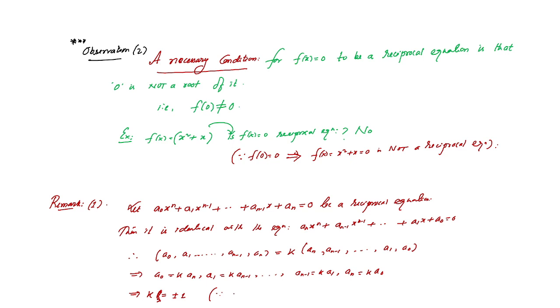Why k equals plus minus 1? Just observe here: a0 equals k a_n and a_n equals k a0. So from that we can write a0 equals k a_n. In place of a_n we just put this value, k a0, that implies a0 equals k square a0. That implies k square equals 1, and that implies k equals plus minus 1. This is a simple observation. These two equations will be identical, and from that you can write k equals plus minus 1.